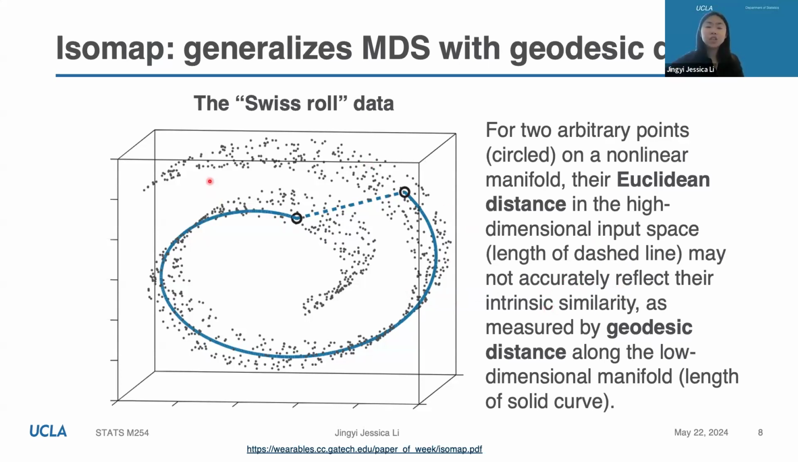If we believe that this Swiss roll is the true structure, then the distance between these two points shouldn't be defined by the Euclidean distance. What we should do instead is to follow this structure and find the shortest path within the structure. That's the geodesic distance. As measured by geodesic distance along the low dimensional manifold, this is the length of the solid curve. That gives you the intuition.